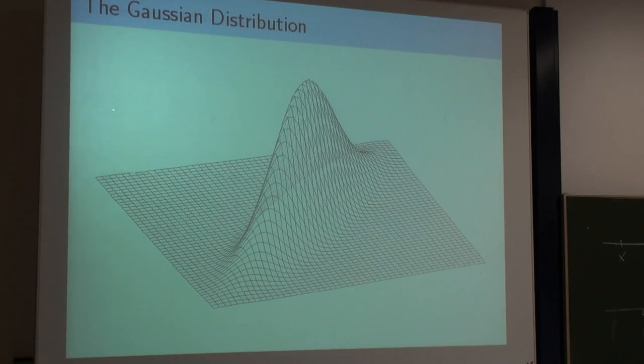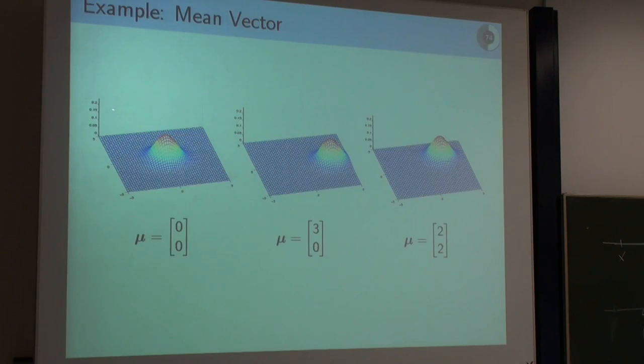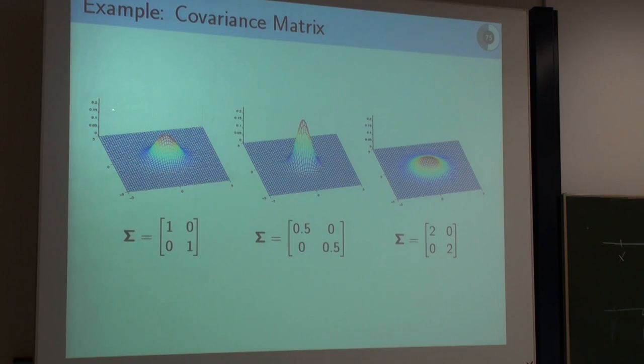This is not so nice an image for the case of a diagonal covariance matrix, because here the covariance matrix is not diagonal. So if this is x and this is y, then here the covariance matrix is not diagonal. Let's look at such examples. No, let's go on. Here we have examples of Gaussian distributions, all with diagonal covariance matrix.